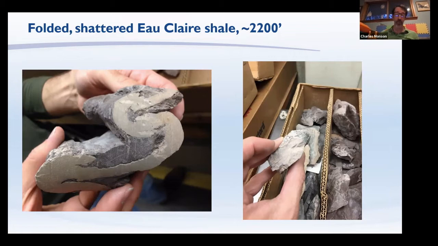And in a couple of places, you can pull out weird stuff like this, where you have these pieces of shale that were apparently twisted and compressed and folded in probably a couple different directions at once, it looks like, in this complex pressure regime that occurred at the moment of impact.